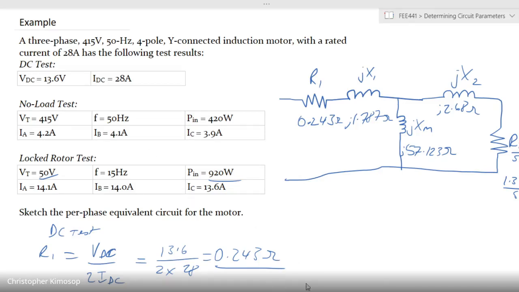So we have thus been able to establish, from the three tests that we've done, all of the elements that we've talked of. Notice that the core resistance has been eliminated because we have put it into the rotational losses. So we have now constructed the format that we had in the previous ones, which would allow us to establish things like maximum torque, starting torque, power transfer, and so on and so forth.